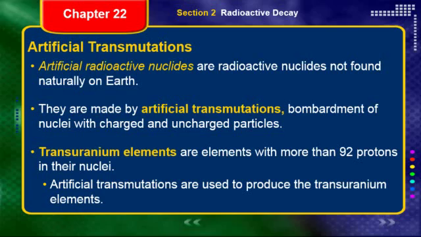Artificial transmutations are used to produce the transuranium elements. So when you look at the periodic table and you see those elements that have atomic numbers larger than 92, like neptunium, plutonium, americium, and on and on and on, these things are going to be made artificially. They are not going to occur naturally on the Earth.